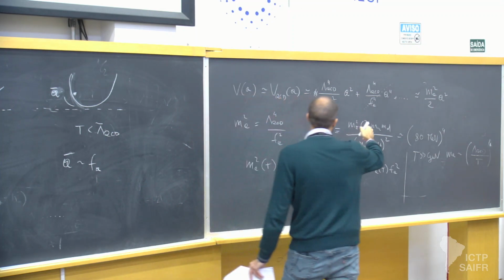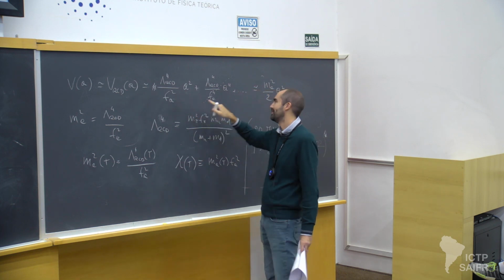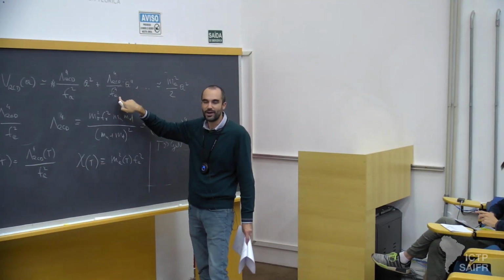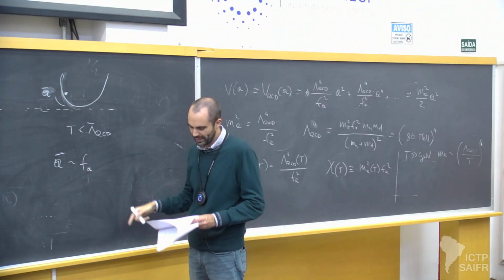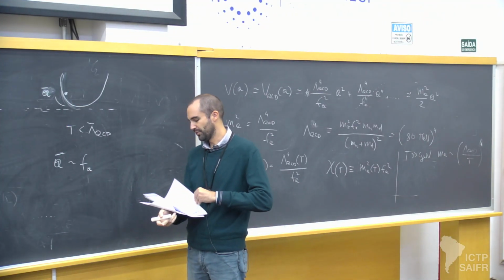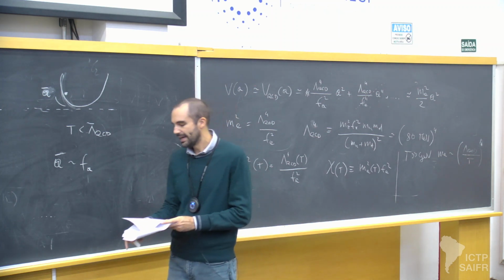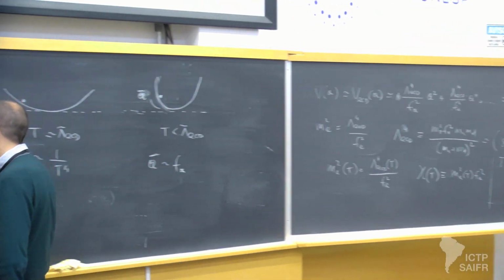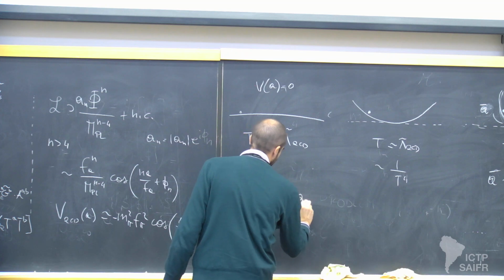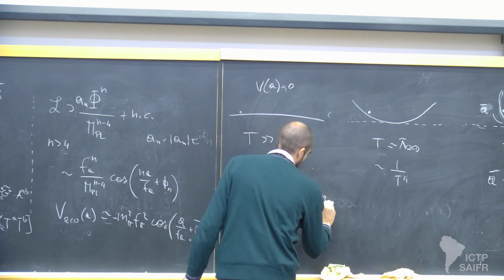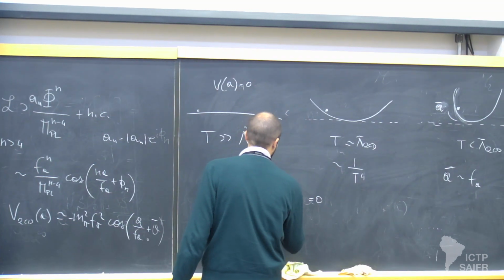Well, actually, you see it immediately when you do this expansion, because you see 2 derivatives, 1 over FA squared; 4 derivatives, 1 over FA to the 4th. So the most natural expectation, if you know nothing about the UV, is this. And now we just repeat what we did last time. So we solve the classical equation of motion. Only this time, the mass depends on temperature.